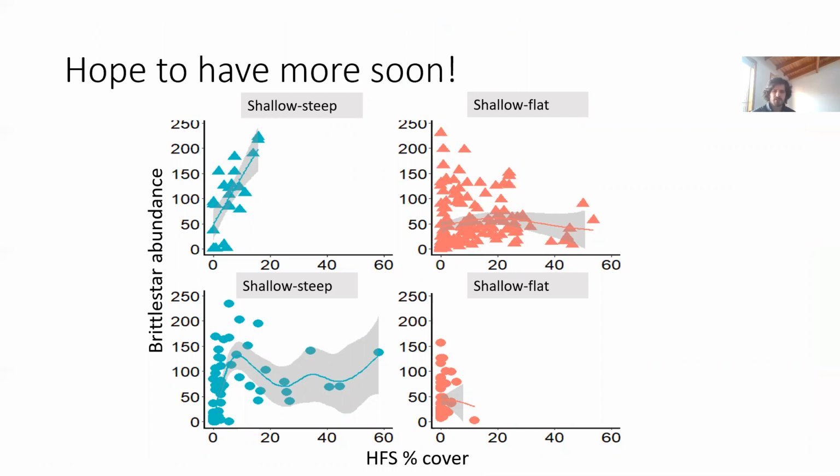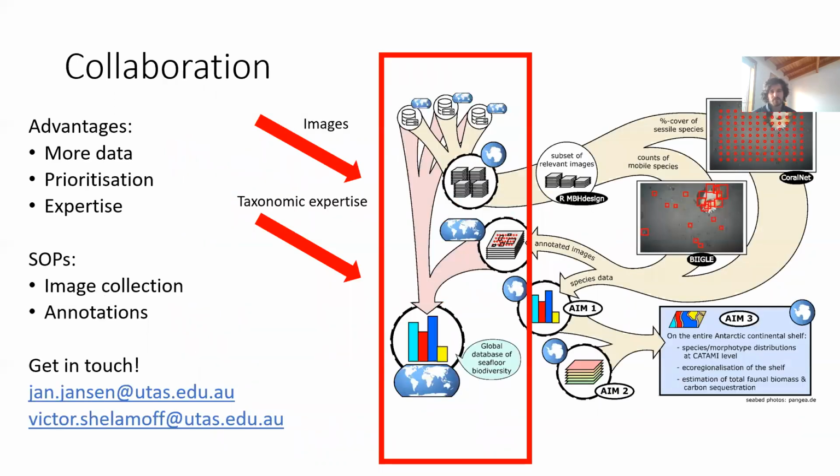So here we've just got a plot of the abundance of brittle stars in our benthic images against the percentage cover of habitat forming species, all habitat forming species. And there seems to be this suggestion that the nature of this relationship is actually different for the different habitat types. So for example, steep and flat benthos seem to have different relationships. I hope to be able to share more on this in a short while.